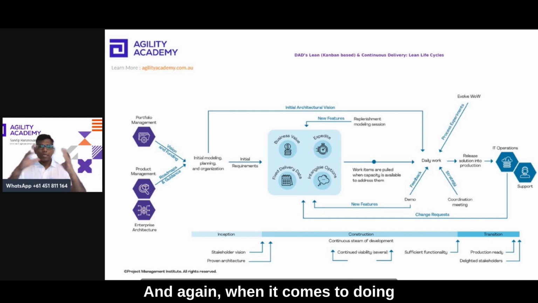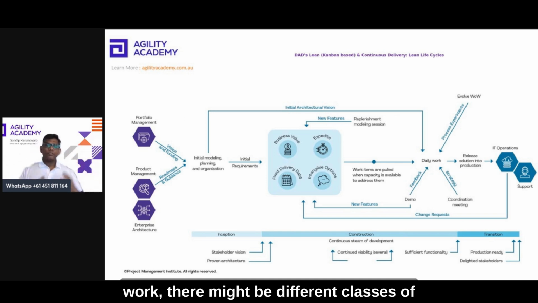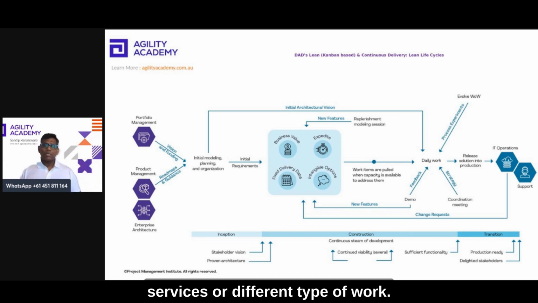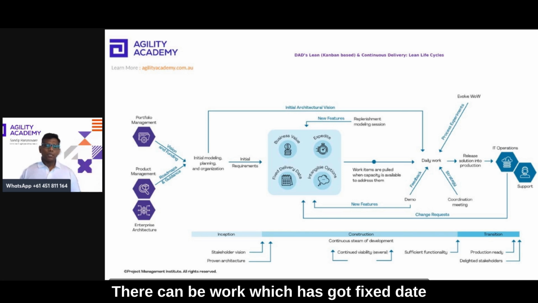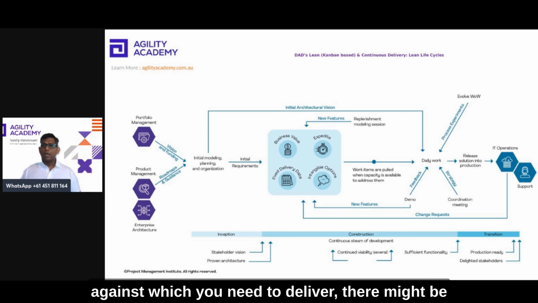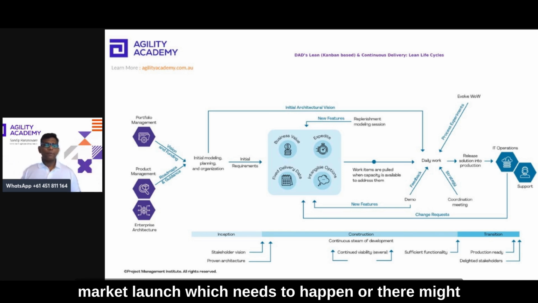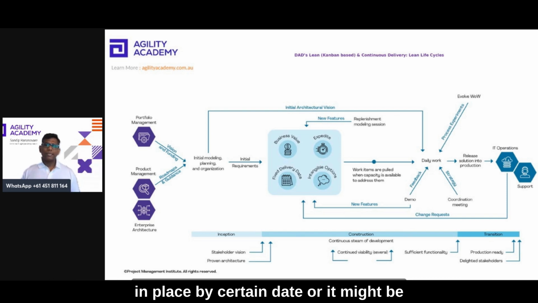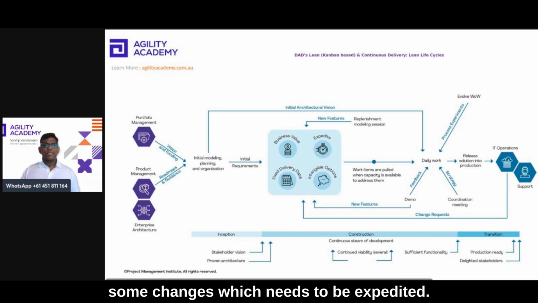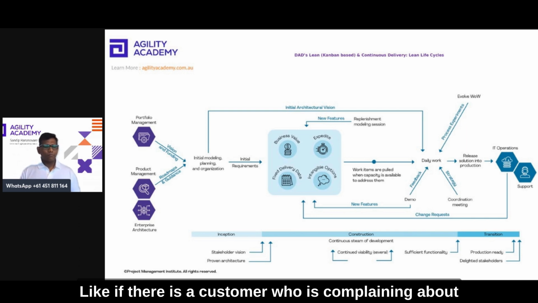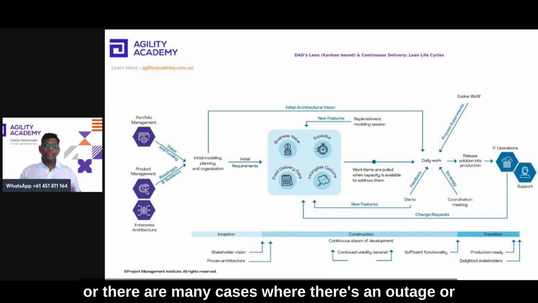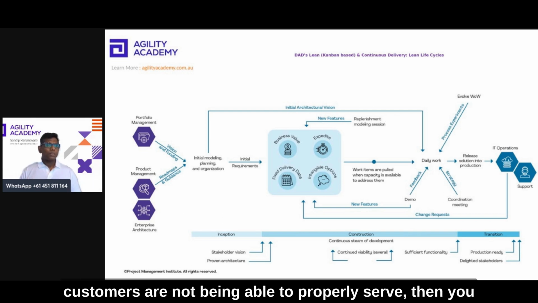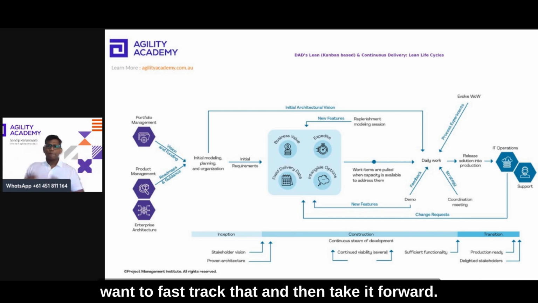And again, when it comes to doing work, there might be different classes of services or different types of work. There can be work which has got a fixed date against which you need to deliver. There might be a market launch which needs to happen, or there might be regulatory requirements. You need to have certain things in place by certain date, or it might be some changes which need to be expedited. Like if there is a customer who is complaining, or there are many cases where there's an outage or customers are not being able to be properly served, then you want to fast track that and then take it forward.